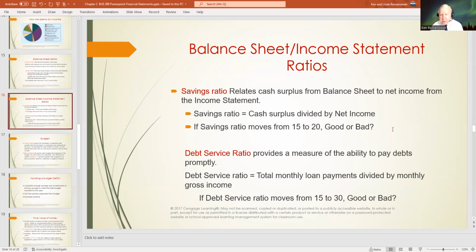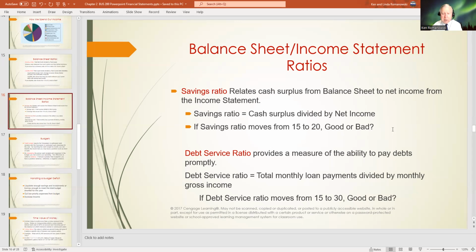Next, we have a debt service ratio. This provides a measure of the ability to pay debts promptly. So if the debt service ratio, and basically debt service means how much you have to pay on a regular basis to cover anything that you owe, whether it's a mortgage or rent or what have you. But it's specifically debt. That would also include student loans too, by the way. So you take your total monthly loan payments divided by your monthly gross income.